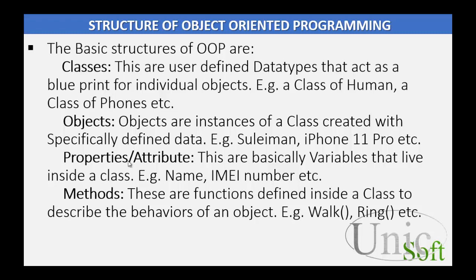The next thing is called properties or attributes. These are basically variables that live inside of a class. In a nutshell, variables are just containers that can hold anything depending on their data type. When a variable is living outside of a class, you call it a variable, but the moment it comes into a class, you don't call it a variable again. You either call it a property or an attribute of that class.